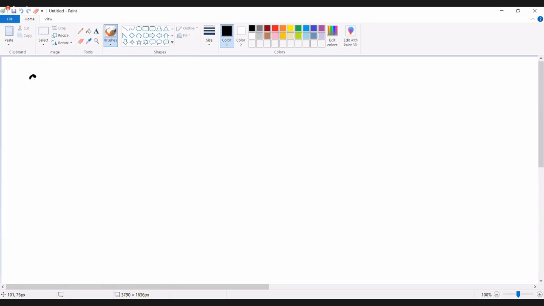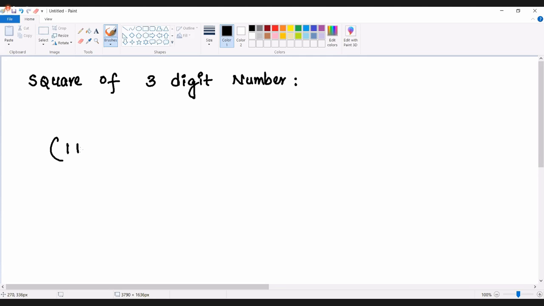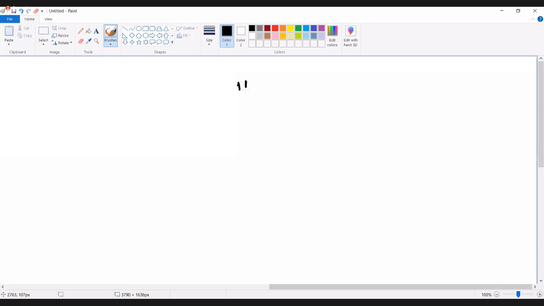So let's assume I am trying to find the square of a number which has 3 digits. For example, I want to find 111 whole square. So generally, what is 111 whole square? 111 into 111 you have to do. If you do, you will get the result 12321.